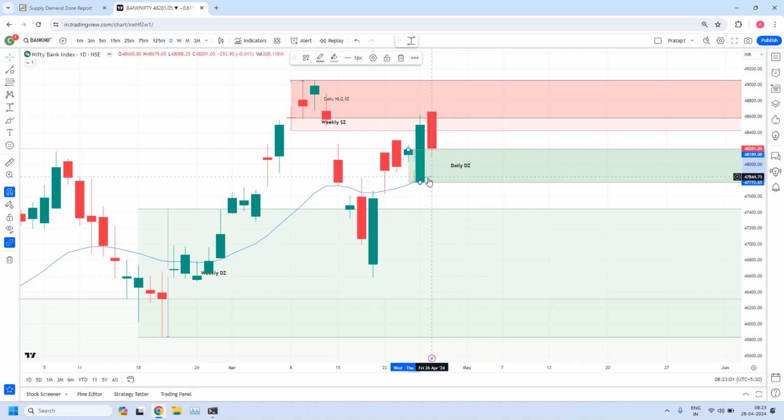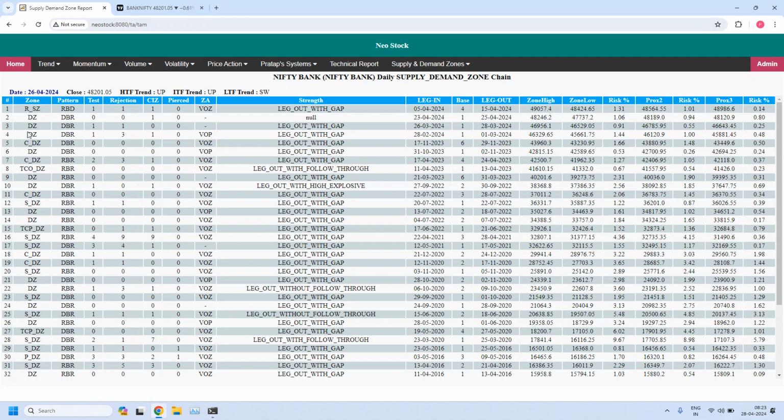Maybe it may hold some zones here for a small period, after that they may violate. But we should be careful. This is a very critical daily demand zone. The reason is if this daily demand zone is violated, the Bank Nifty daily trend will change to a downtrend. Okay, but below that we have a high liquidity zone. We have to draw that.